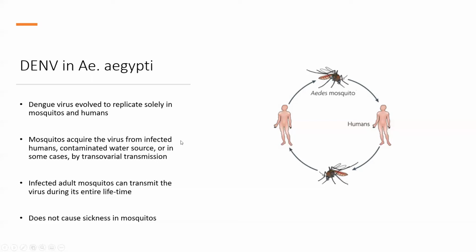So, as I mentioned, the mosquito acquires the virus from infected humans, but it can also come from contaminated water sources. This is the case when an infected human sheds viral particles and it enters water streams. This is a common problem in countries that don't have water treatment, treated water.